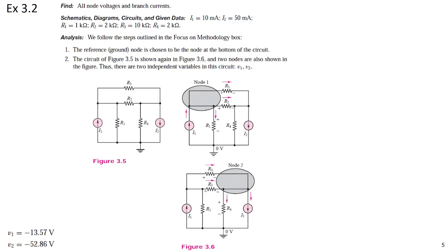How about node 1? KCL at node 1. I1 minus, which one first? This one first: V1 divided by R1. V1 is unknown. Next is minus V1 minus V2 divided by R2.